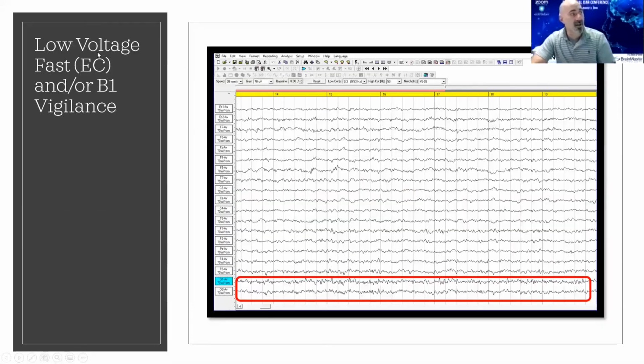When we look at a low voltage fast EEG and/or B1 vigilance regulation, this is a case where I almost used a question mark, and there's some debate in the literature. There are folks who maintain that it's always the same regardless of the presentation. I don't know that I buy that. I think that we have to look at these things in context. This is in fact a low voltage EEG that we looked at the beginning of my presentation.